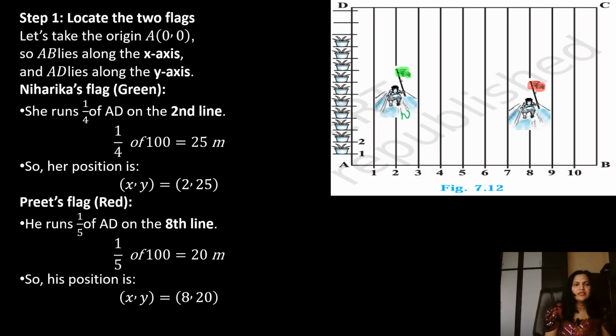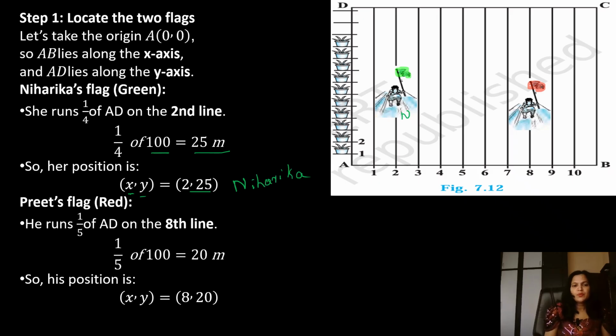Niharika, green flag. She runs 1/4 of the AD, on the second line. So 1/4 of 100. AD is 100, there are 100 flower pots. 1/4 of 100: 4 ones are 4, 4 twos are 8, 10 minus 8 is 2, 20, 4 fives are 20. That is 25 meters. So her position: x is 2, y is 25. This is Niharika's position.